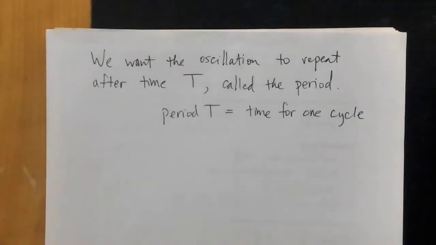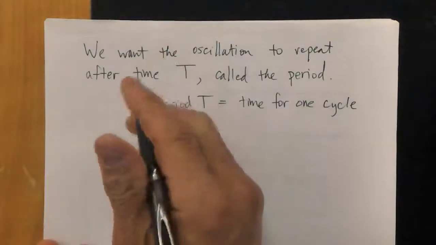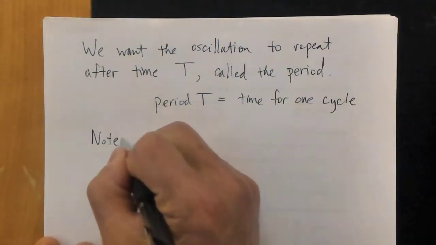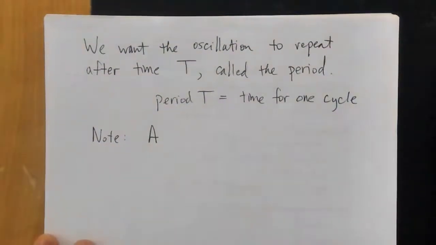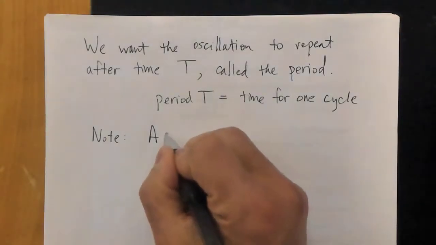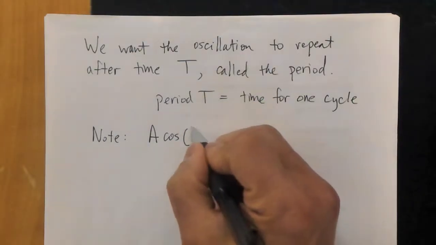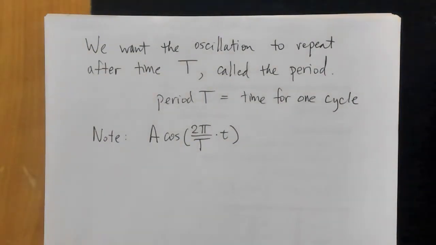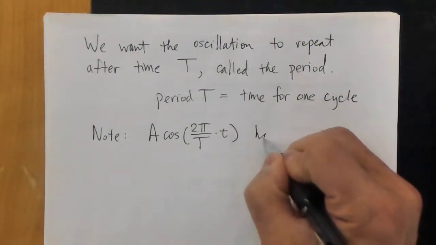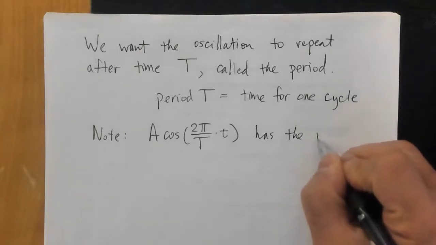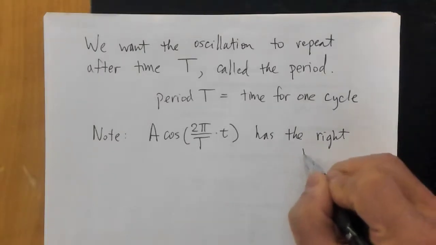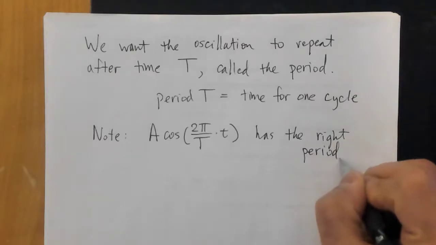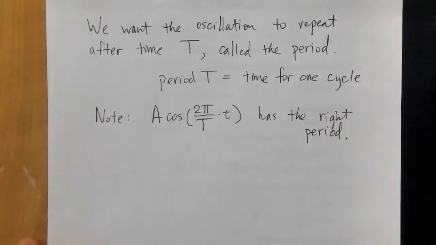Okay, so I'm going to write down a slightly complicated formula and then show you that this is what we want. Okay, so note that if I write A for the amplitude times cosine of 2 pi over capital T times small t, this has the right period. Let me try to convince you of that.